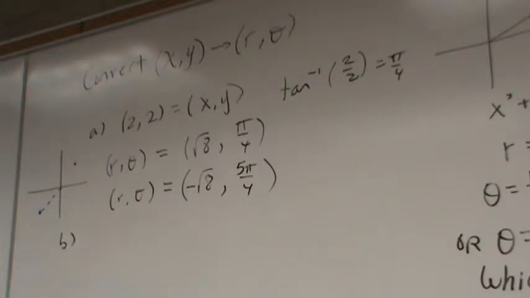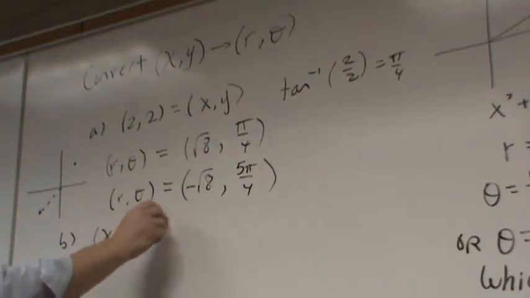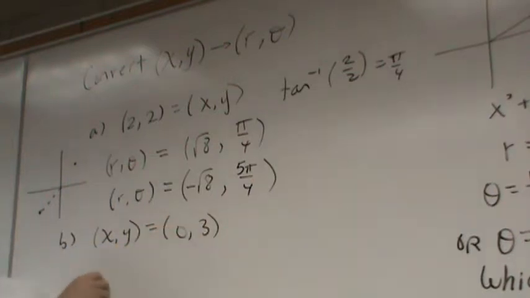All right, you guys, I'm going to give you an easy one, and then I'm going to give you a hard one. Go ahead and get me r comma theta if x comma y is 0 comma 3. Good luck.